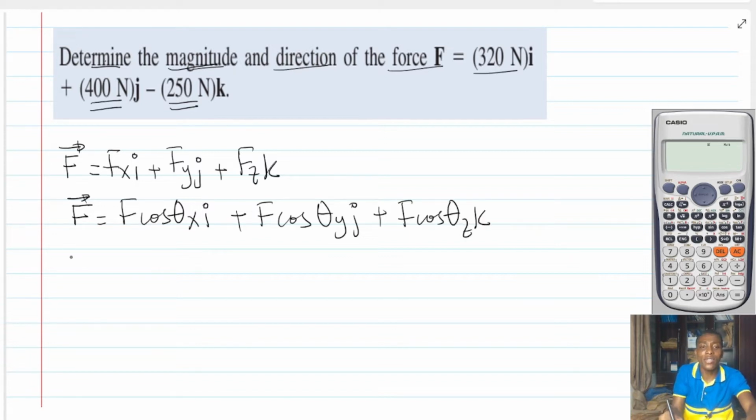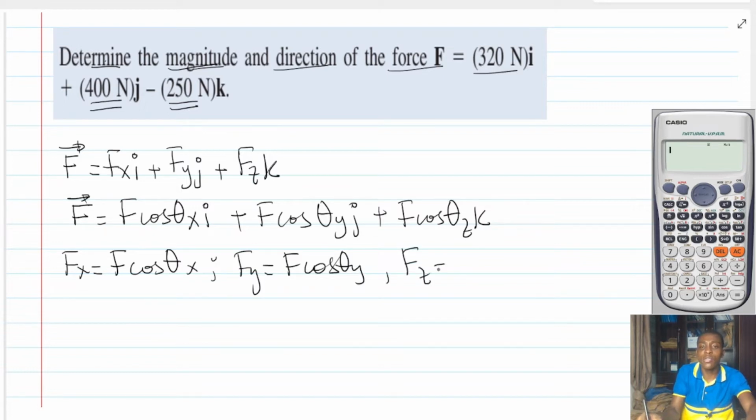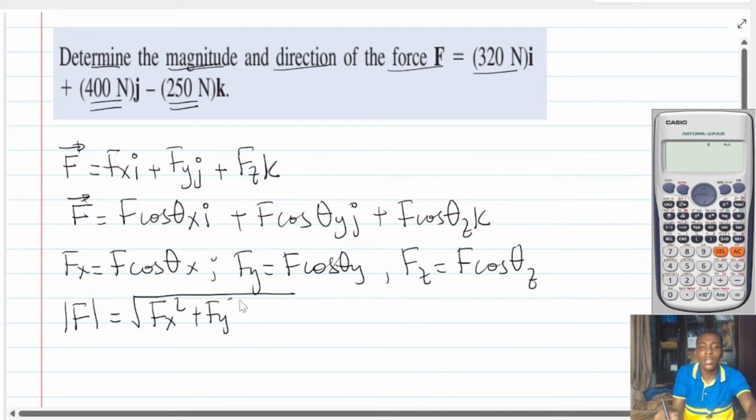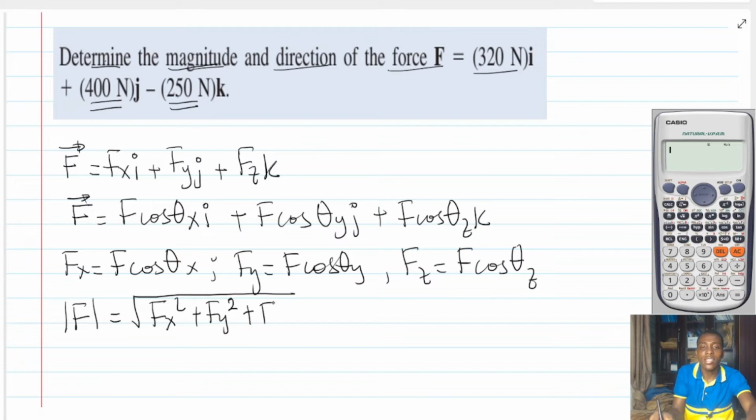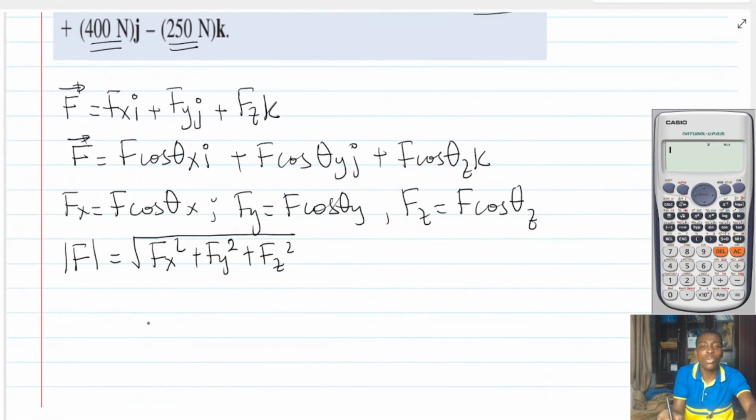In other words, the scalar Fx equals F cos theta x, Fy is F cos theta y, and finally Fz is F cos theta z. And this F is actually the resultant, or the magnitude, given by the square root of x squared plus y squared plus z squared.